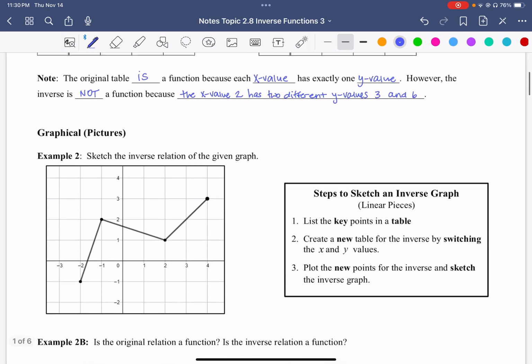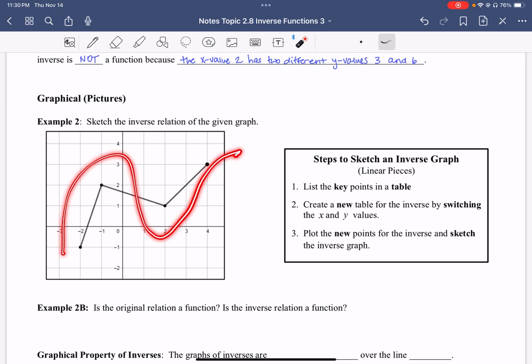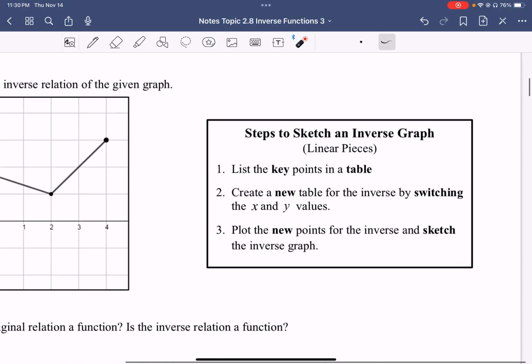Now let's try graphically. Example 2 says, sketch the inverse relation of the given graph. So here are the steps to sketch an inverse graph that has linear pieces. So that's going to be when you have several line segments put together. We're going to do some that are a little bit more complex where it's like a curve. So those are going to have different steps. But if everything you have is linear, these are the steps you're going to take.